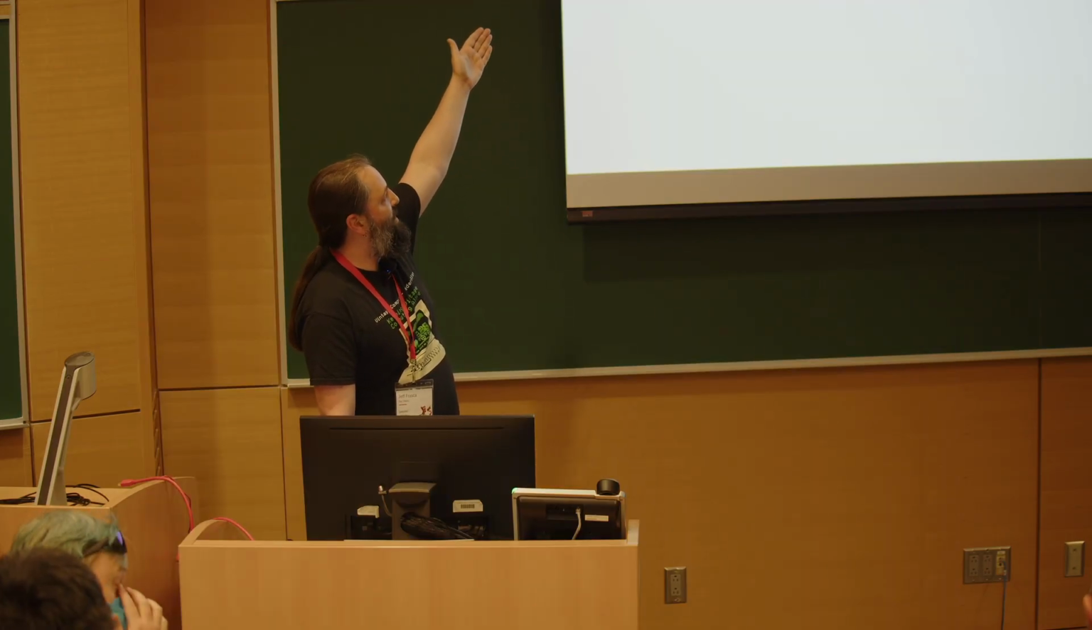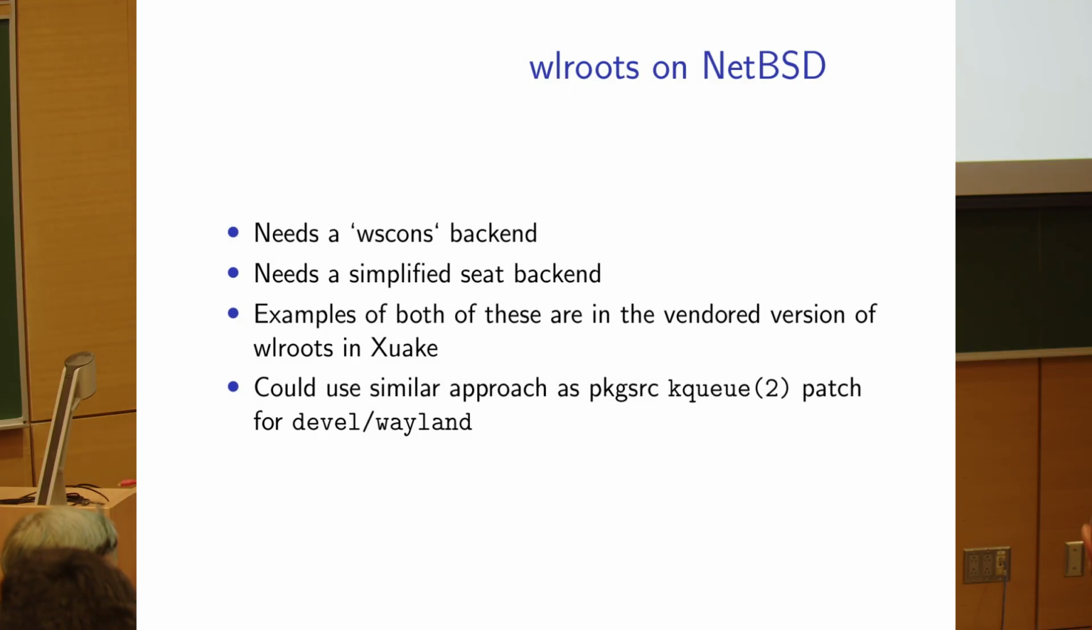So it needs a wscons backend. And then the seat backend. They forked out the seat stuff into a separate library called libseat, and particularly on Linux and FreeBSD, that library does a bunch of work, because it turns out it's fairly complicated to get from a virtual terminal up to an actual working GUI on those systems. On NetBSD, you kind of just open the devices and start drawing, and it's fine. I've got examples of those.